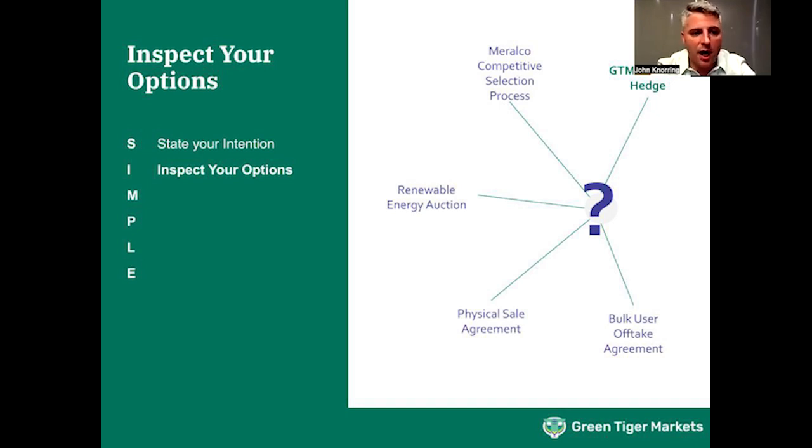I, inspect your options. This is a part where you look at the market to see what's currently available and possible to execute. In the example of a solar developer, they have several possible ways to hedge their output. The generator might find, via a RES, a bulk user to buy. The generator could enter into a PSA with an electric cooperative. Occasionally, the ERC runs a renewable energy auction in which several developers have sold some or all of their forecasted production. And DUs like Meralco hold CSPs on occasion.